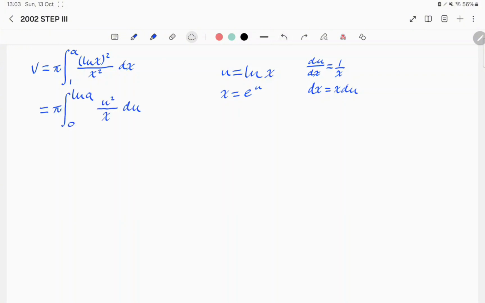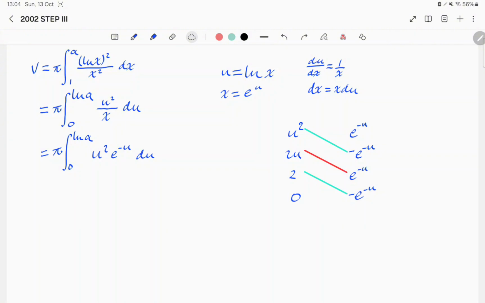Using the substitution, we have that the volume is equal to pi of the integral between 0 and ln a of u squared by x du, which is equal to pi of the integral between 0 and ln a of u squared e to the negative u du.